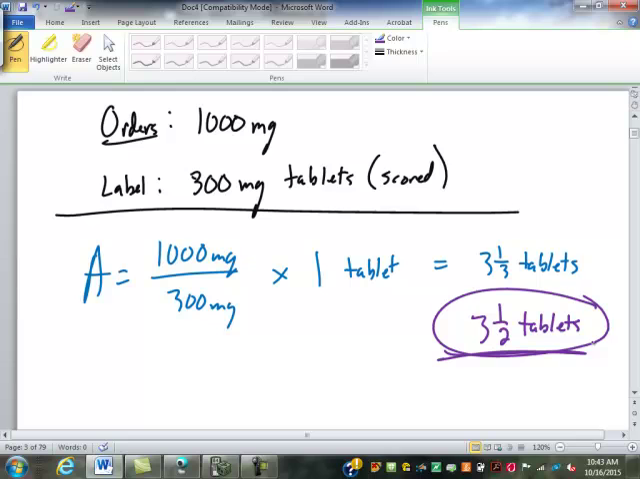Any questions there? I found on a problem like that, usually the biggest mistake is made in the rounding. People round to 3 because it's less than half. Well, but you're rounding to the nearest half, not the nearest whole.